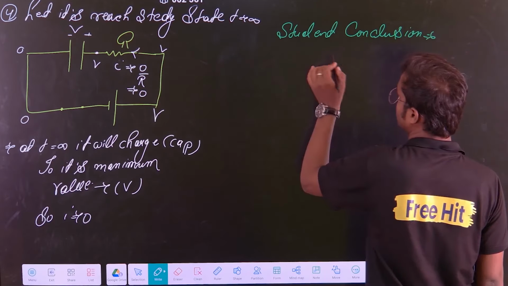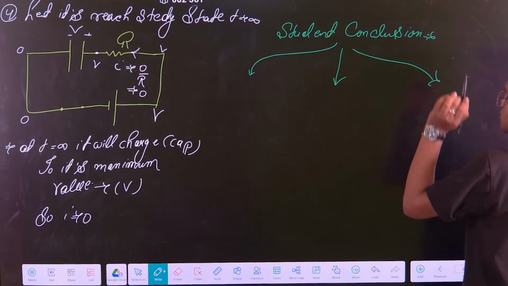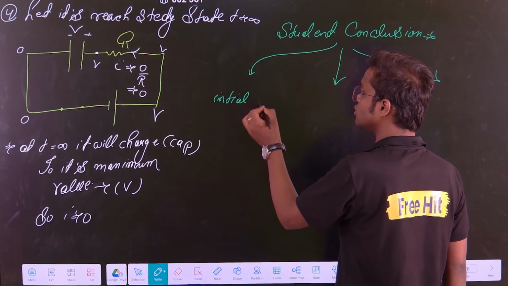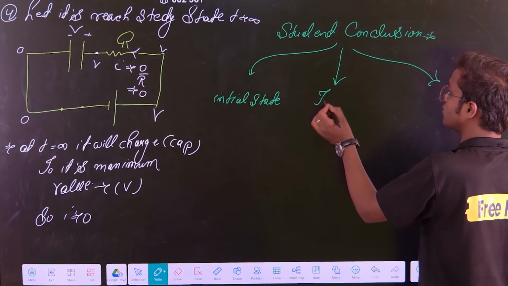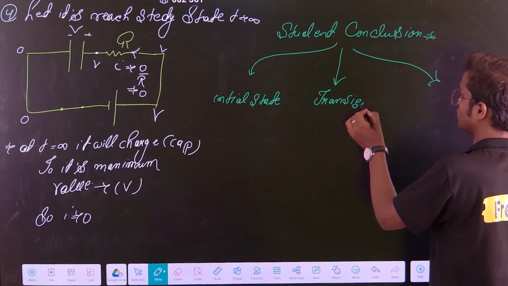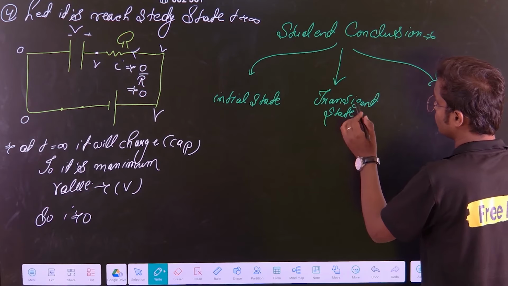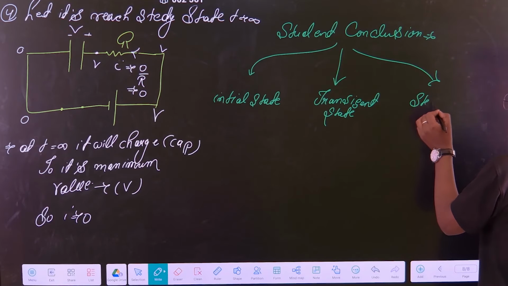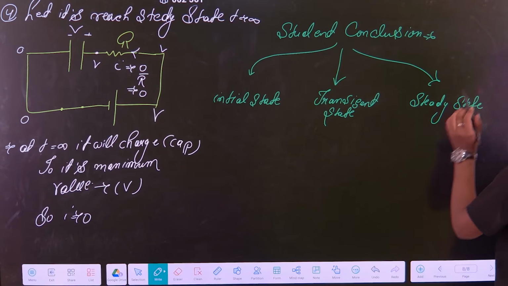Sir, according to the student conclusion, we have three conclusions, sir. Okay, what three conclusions? Sir, one is a conclusion regarding the initial condition, initial state. One conclusion I have related to the transient state where it is still charging. Forgive me if I make mistakes in the spellings. And the last is, sir, steady state. Okay, sir, what is steady state? Sir, what is initial condition?